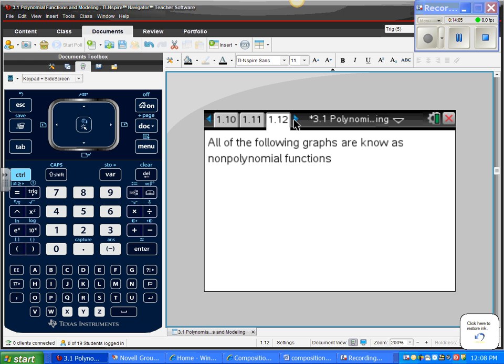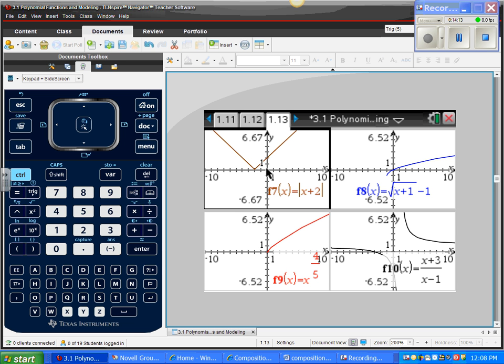Okay, so again, the last 4 were known as polynomial. The next 4 are non-polynomial functions. So that's our absolute value, our radical, our ones with our exponents, and our rational. These 4 are not polynomial functions. They're not written as polynomials. So this is what is a little bit different. Again, you need to be able to look at them and know what type of function it is visually.